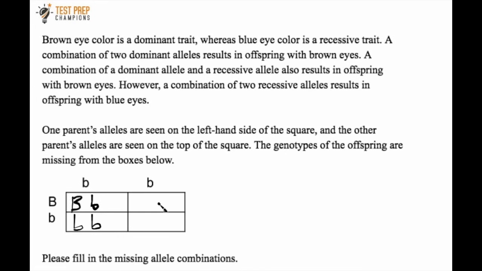All right, so for this box here, again, I go over to the left-hand side, I take the big B that's there, fill it in here, then I go up, and I take the little B that's up there, drop it in here. Now for this box down here, again, I go all the way over to the left-hand side, and I see that I've got a little B over there, so I put the little B down here. Now I take this little B and fill that in here as well. So hopefully you knew this as the first step.